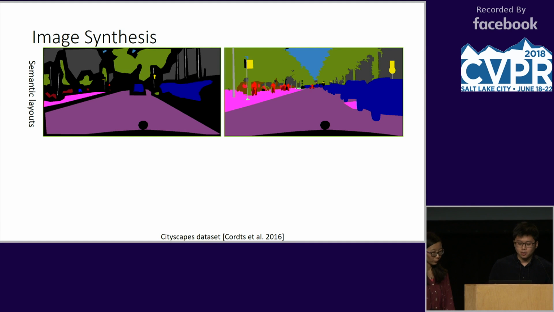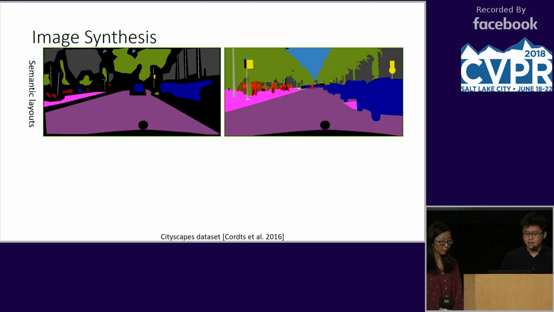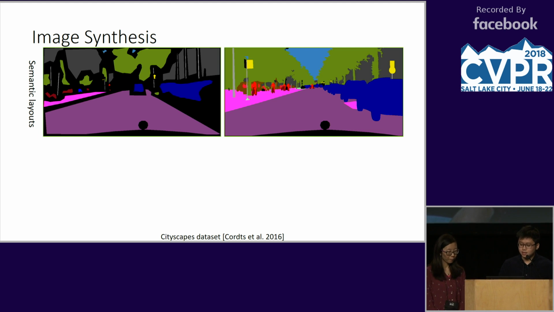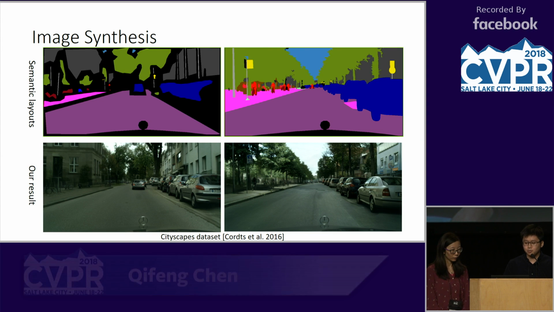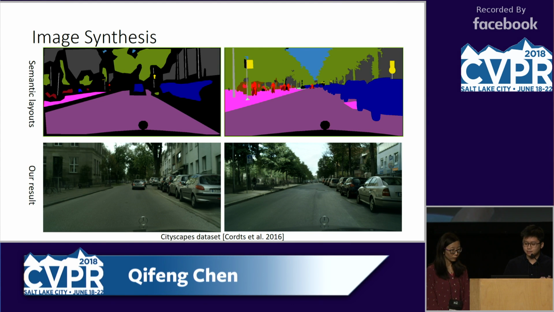In this project, we focus on photographic image synthesis from semantic layouts. The semantic layout can be as coarse as the left image, or can be as fine as the right one. The image synthesis task is to generate photographic images that conform to the given coarse or fine semantic layouts. As you can see at the bottom, these are two images synthesized by our approach, and they conform to the given semantic layout. At first glance, they may just look photorealistic.